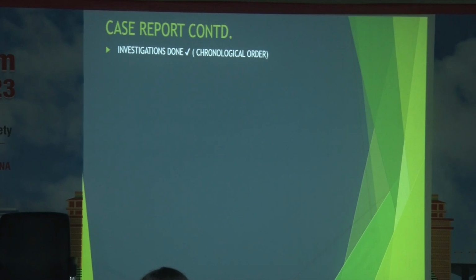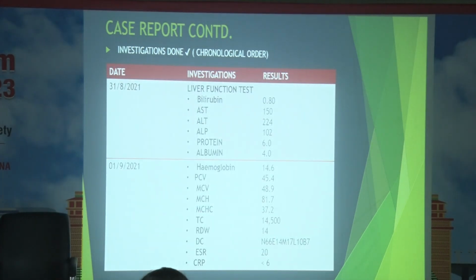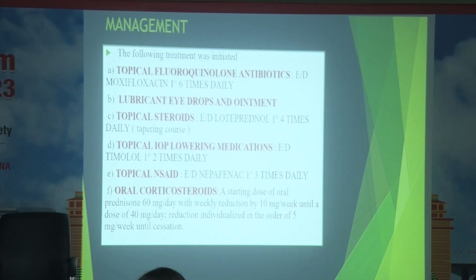Now coming to the rest of the investigations, liver function test showed elevated levels of alanine aminotransferase and aspartate aminotransferase. Complete blood counts on repeated episodes were found to be normal. ESR and CRP levels were also within normal limits. Now we initiated treatment with frequent use of lubricant eye drops and oral corticosteroids in a tapering dose.